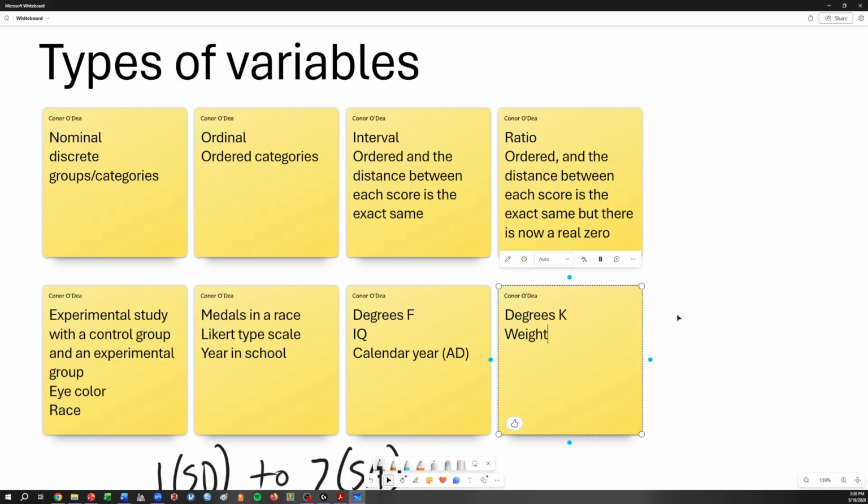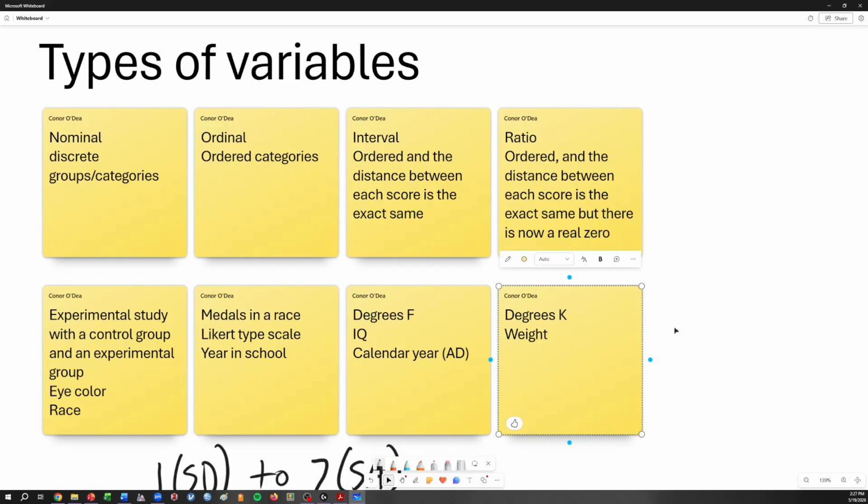Something like weight in pounds, for example, there is a real 0. It is the absence of any weight. Whereas degrees Fahrenheit, 0 does not mean an absence. Calendar year AD, yes, there is a 0 if you look back, but it is not an absence of time because there was time before AD. And so when we look at these variables, you might say, like, what is the point of differentiating between interval and ratio here? Because they both seem to be functioning almost the same.